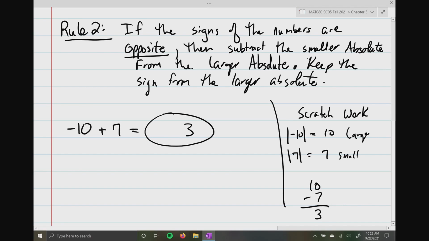The question is, what's its sign? Well, according to the last statement, keep the sign from the larger absolute. So if I look at the larger absolute, since that sign was a negative, my answer is negative. And that's it. So it's a very wordy definition, but I think once you see it in action, it's a little bit easier. Now, this really helps us out when the numbers are large.